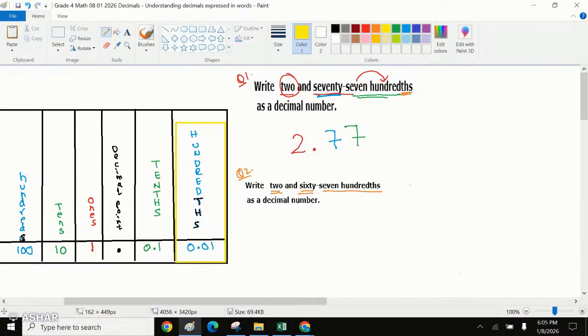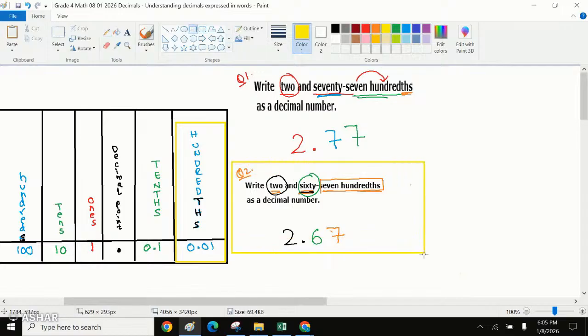So question number 2 says 2 and 67 hundredths. That means 67 parts out of 100. So 2.67. Do we agree? Okay, thank you so much.